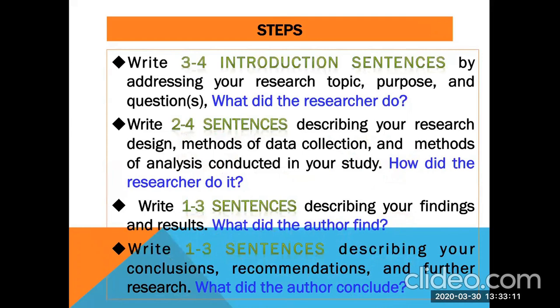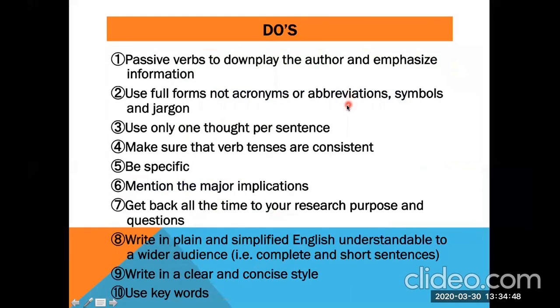So by collecting these 4 questions, what did the researcher do? How did the researcher do it? What did the author find? What did the author conclude? You indicate that you follow the right regulations of writing a research abstract by developing an effective abstract, in fact. Researchers, you also need to pay full attention to what to include and what not to include in your abstract.